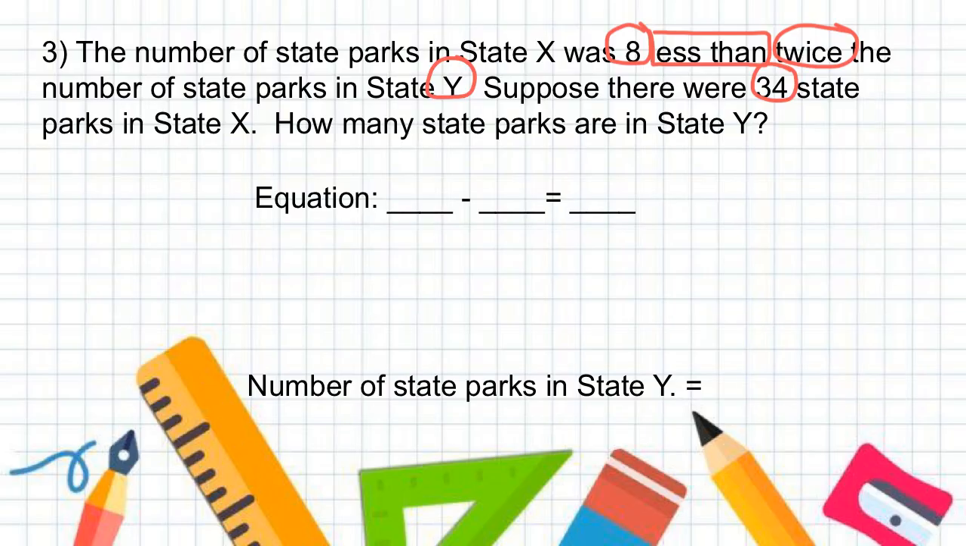All right, we have talked a lot about less than. If something is less than, you have to start off with something so you can take 8 away from it. So in this case, we're going to have 2y parks, because that's twice the number, and we're going to take 8 away from that. So we have twice the state y parks, minus 8 is 34. All right, now that you have the right equation built, pause me, solve it, and come back for checking.